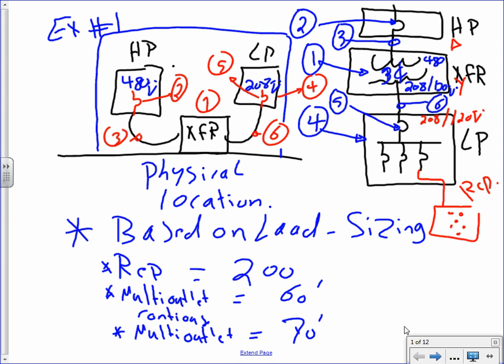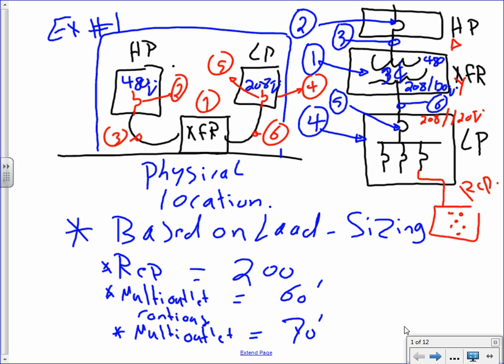Any questions, guys, about two things? Number one, what we're trying to achieve, and number two, the importance of what we're trying to achieve. Cool? Everybody's okay with that? So, based on the load, here's what I'm giving you: 200 receptacles that you guys have thrown in that building, with multi-outlet assembly, continuous and non-continuous feeds.